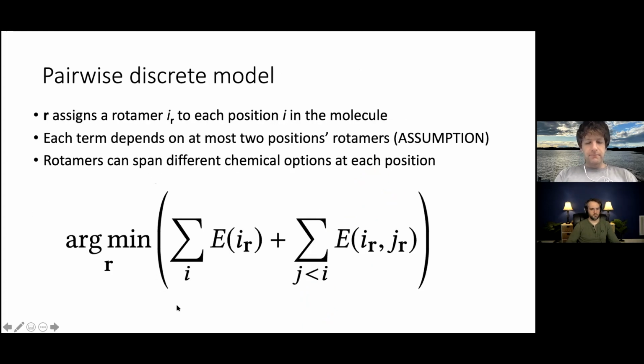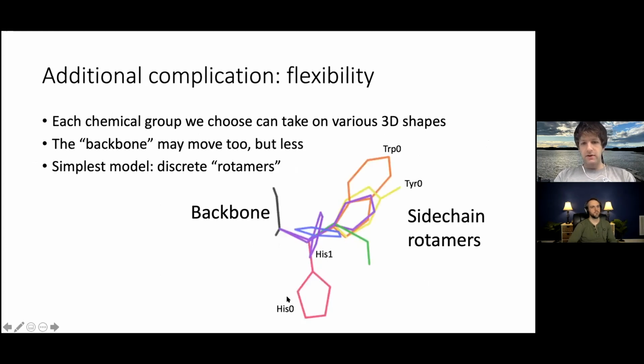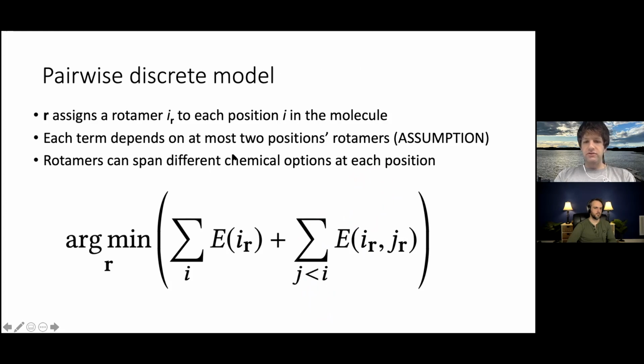So what does this look like mathematically if you use this simple model? Well, we've got our vector R, and each entry assigns a rotamer, so an amino acid type, but also one of these discrete conformations, one of these discrete 3D geometries with certain dihedral angles, which measure the bond rotation. So maybe you could have histidine 0, histidine 1, these different ones, with a certain fixed backbone, you can see what they are.